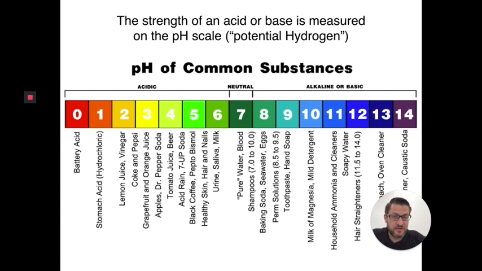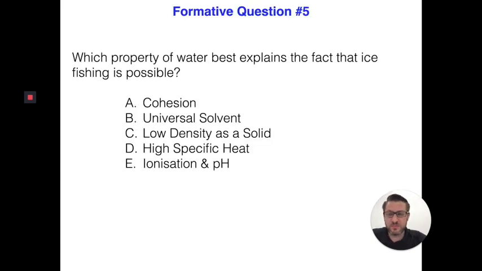So the final question, which property of water best explains the fact that ice fishing is possible? Ice fishing, if you're not familiar, because we live in Florida, is where you go out to a frozen lake, you drill a hole in that lake, and then you cast your fishing pole into that hole to catch the fish that are swimming around underneath that ice. So how is that possible? Is this due to A, the cohesion, B, the universal solvent, C, the low density as a solid, D, the high specific heat, or E, the ionization and pH?